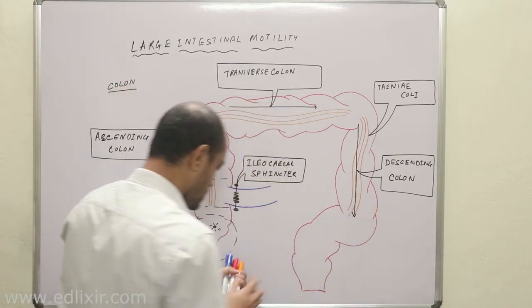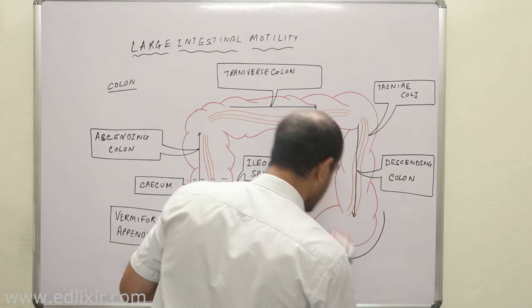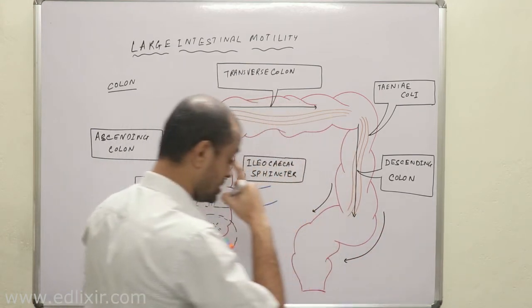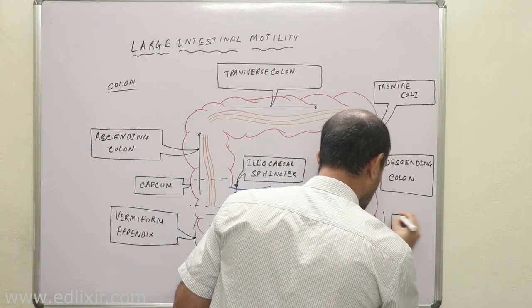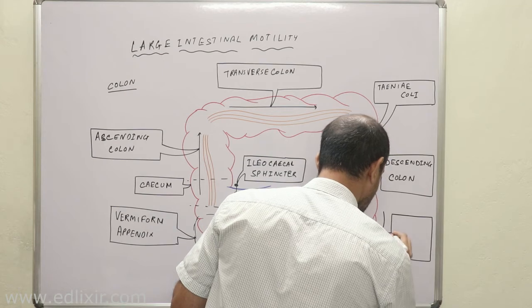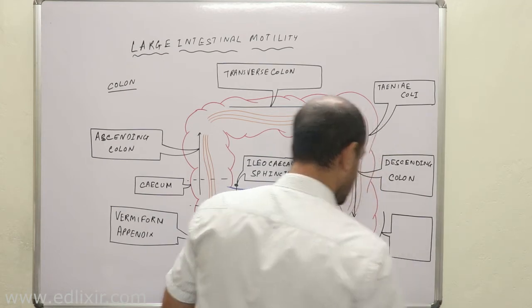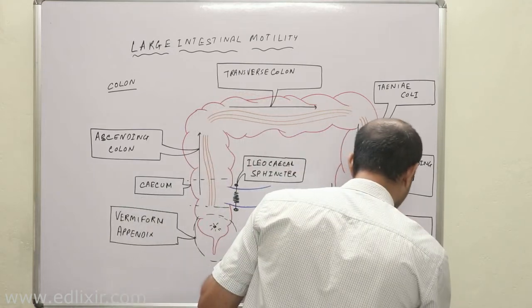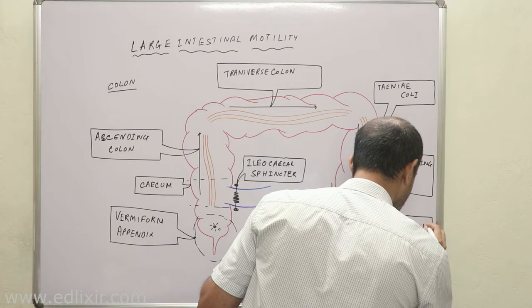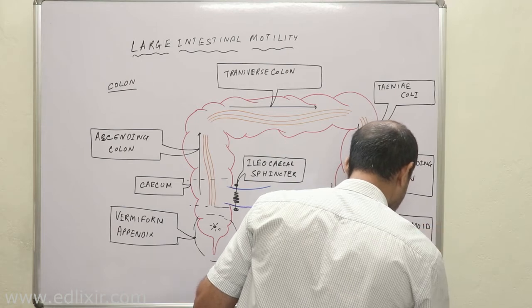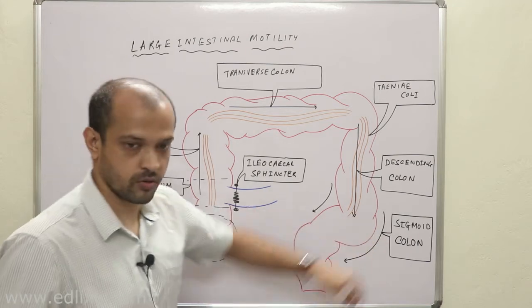This notch-like portion is known by the name of sigmoid colon. Okay, this is known by the name of sigmoid colon. Clear?